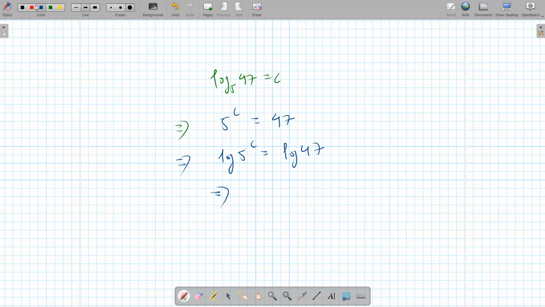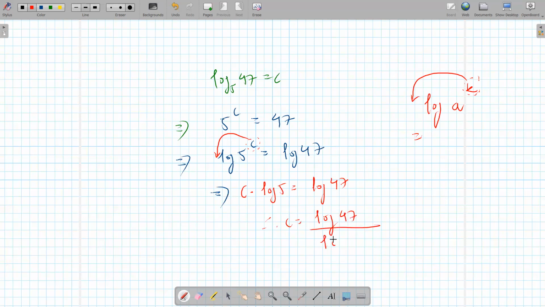It's okay if you don't remember. So log has this very special property. If you have log of a to the power of k, this k exponent, you can bring it out front. So here, the c exponent, we're going to bring it out front on the same level. C times log 5 is log 47, okay? So therefore, C on a calculator is going to be log 47 divided by log 5. Type that in if you have a calculator.